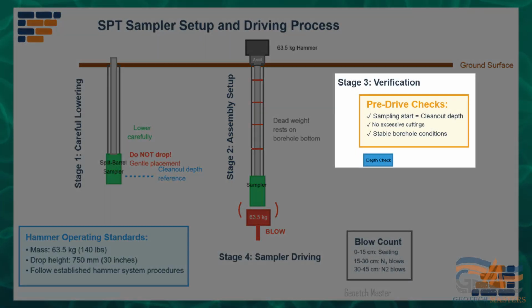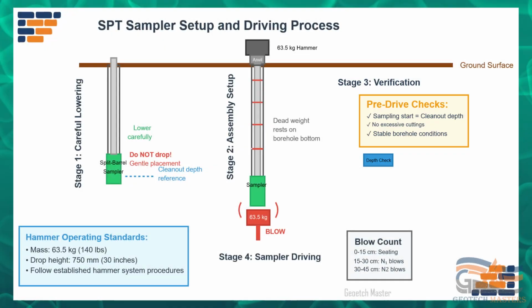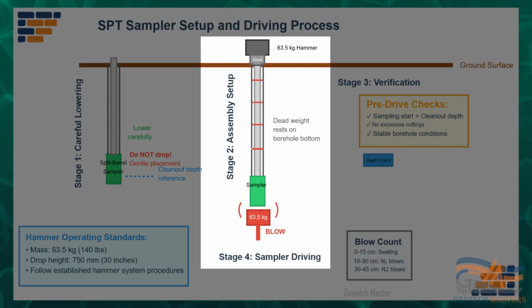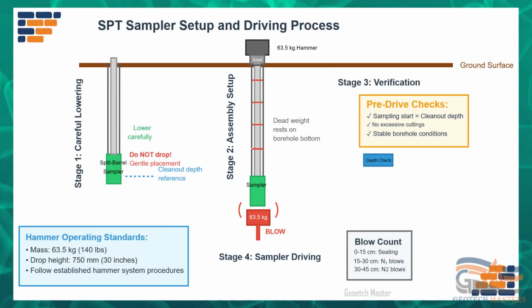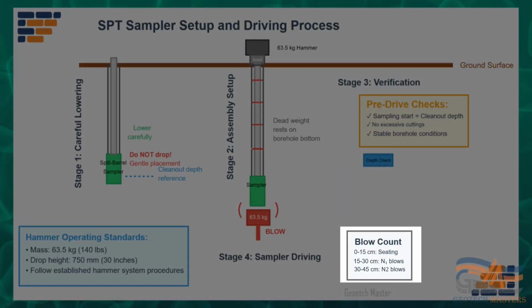After confirming the sampling start depth matches the cleanout depth and checking for excessive cuttings, it's time to begin driving the sampler. This is done by applying blows from the 63.5 kg hammer, following the operating procedures we discussed in our video on hammer systems. Remember, the goal is to drive the sampler into the soil, recording the number of blows needed for specific penetration increments. As the sampler advances, you must count the number of blows for each successive 0.15 m increment.